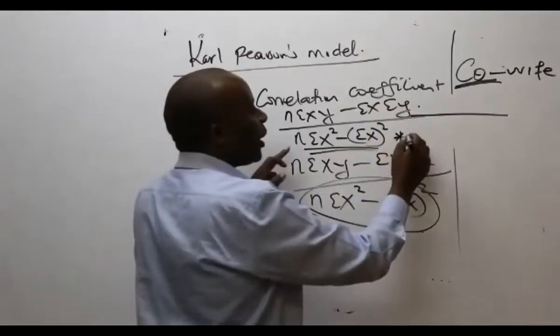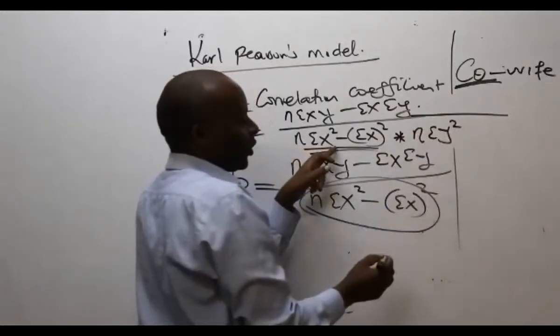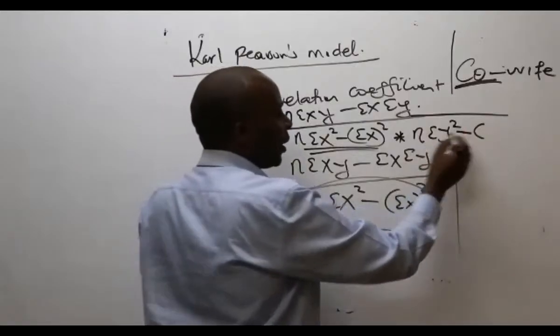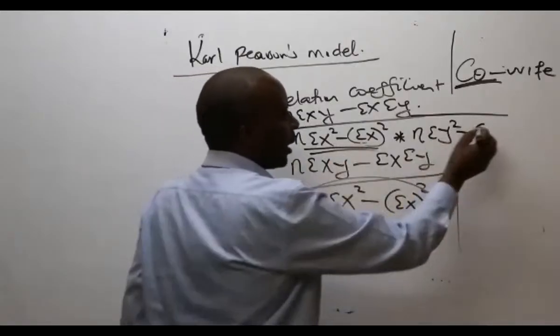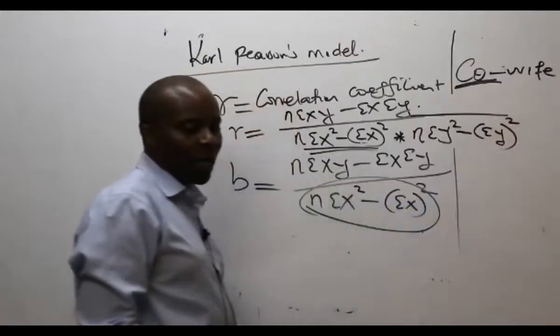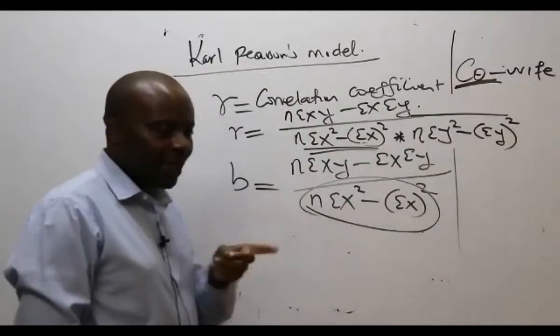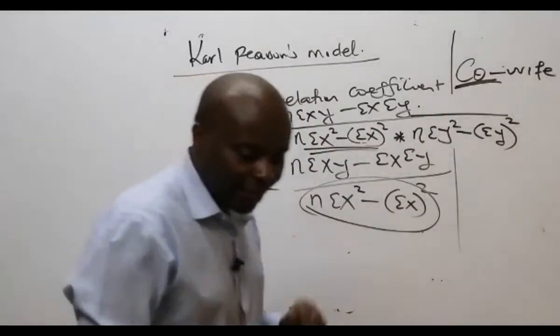And this is it. So I will come and say here n summation of y squared, same format as this, minus open brackets. Instead of saying sum of x, I'll come and say sum of y. And then we do what here? Somebody will say squared, like that. It doesn't end there.